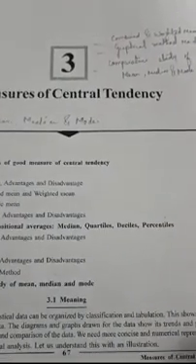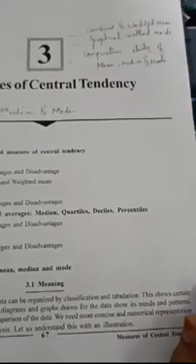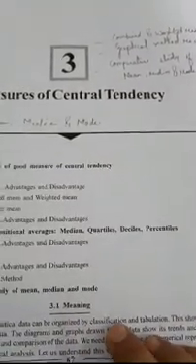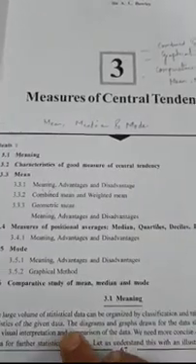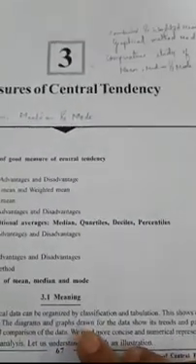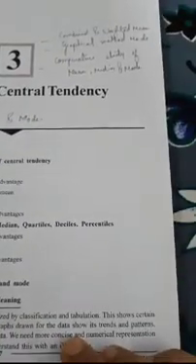tabulation. This we have seen in our last chapter, that the data consists of variable attributes. Having more than one variable, they are classified, arranged in a proper way, and in tabulation, a table format. This shows certain characteristics of a given data. The diagrams and graphs drawn for the data show its trend and pattern.